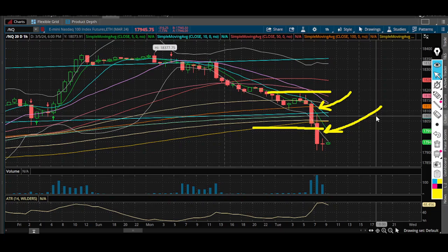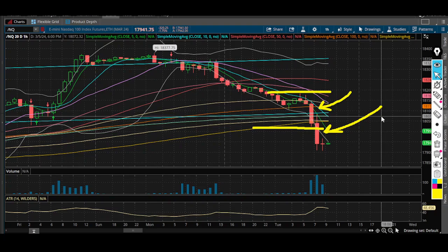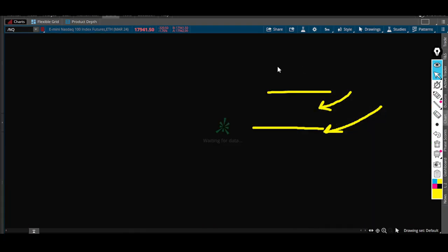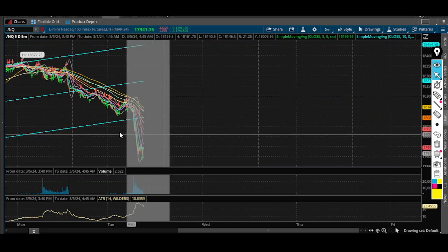Generally speaking, I like to use either the 20 SMA, if we close above it, as my stop loss, or I use the previous 5-minute candle next to my entry as the stop loss, and I'm trying to target that previous 5-minute candle range as my take profit.